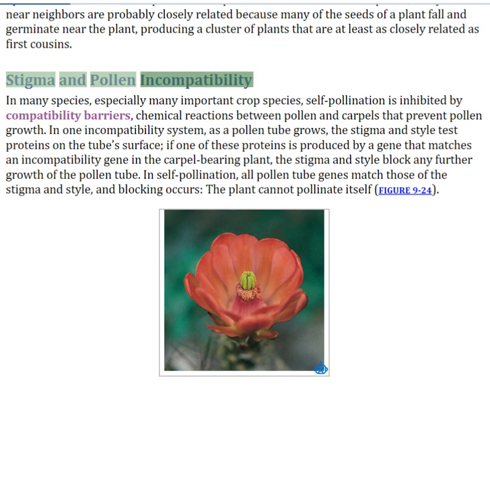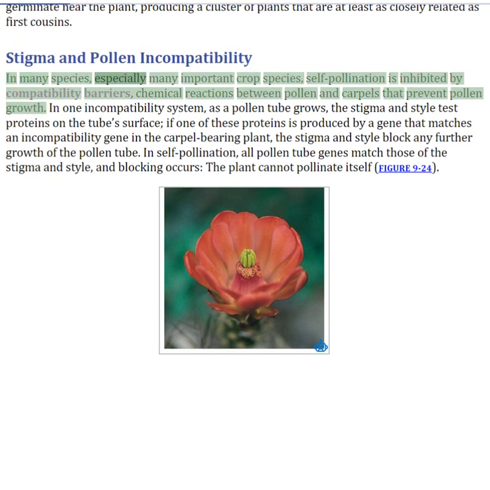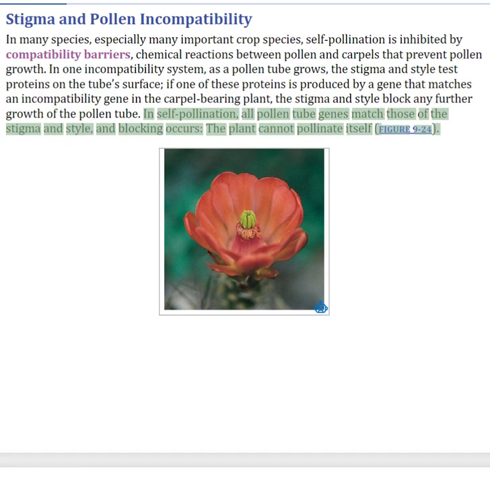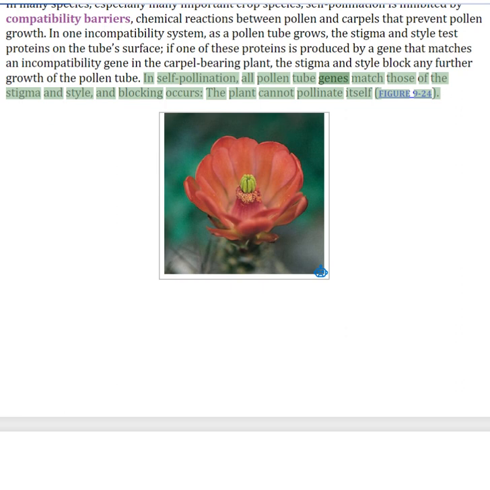Stigma and pollen incompatibility. In many species, especially many important crop species, self-pollination is inhibited by compatibility barriers, chemical reactions between pollen and carpels that prevent pollen growth. In one incompatibility system, as a pollen tube grows, the stigma and style test proteins on the tube's surface. If one of these proteins is produced by a gene that matches an incompatibility gene in the carpel-bearing plant, the stigma and style block any further growth of the pollen tube. In self-pollination, all pollen tube genes match those of the stigma and style, and blocking occurs. The plant cannot pollinate itself.